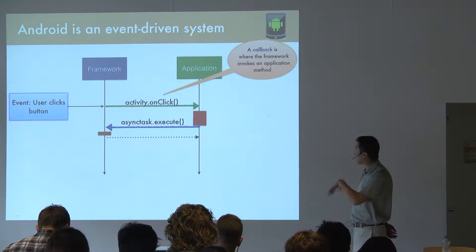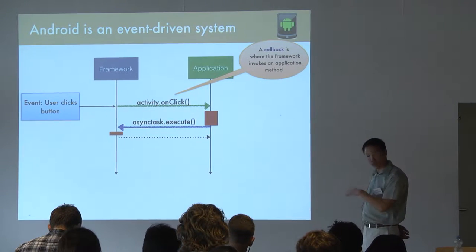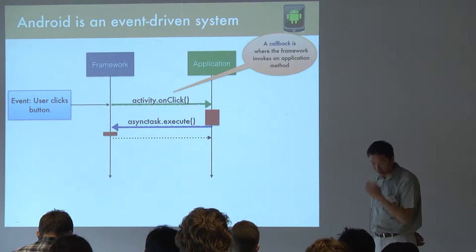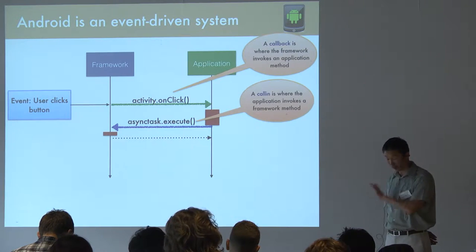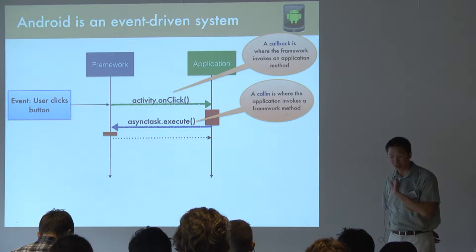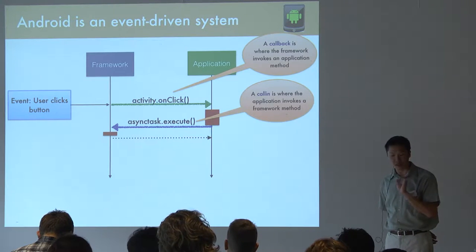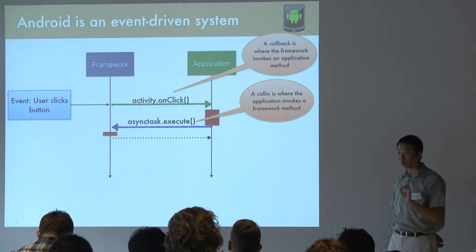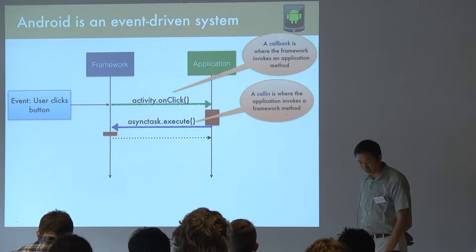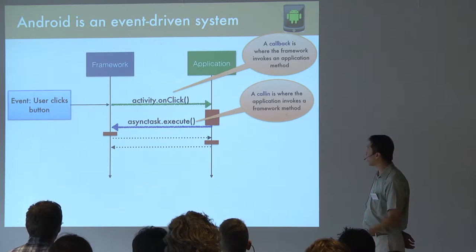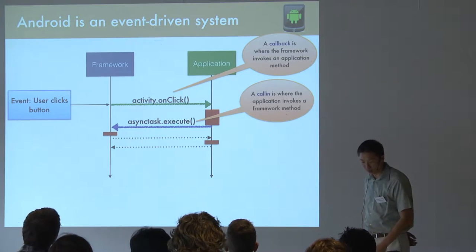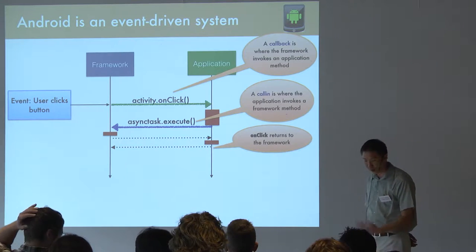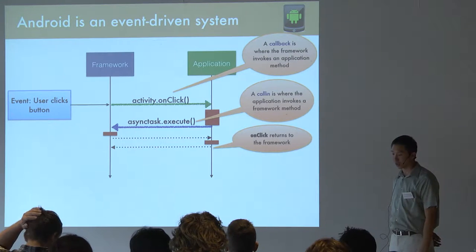Then likewise, in processing that callback, the application may actually issue a callback to the framework, right? And we give a terminology here just for the sake of discussion: a call-in is where an application invokes a framework method, as a sort of dual of a callback. All right, so maybe after processing that, the callback returns. And so this on-click callback returns to the framework.